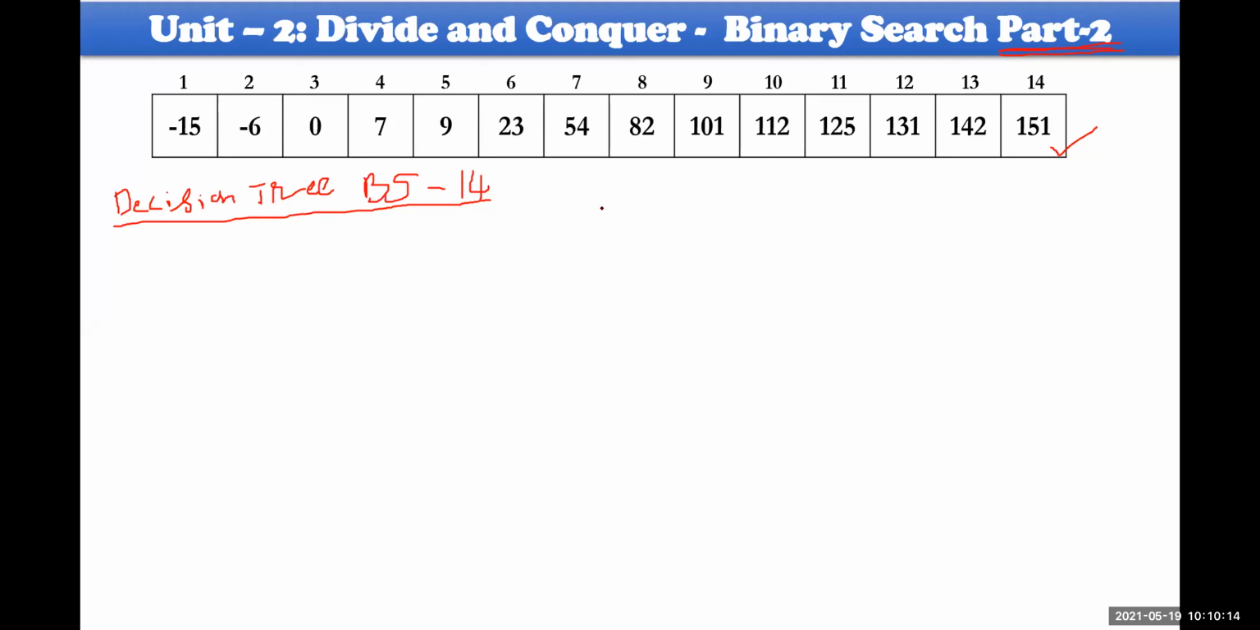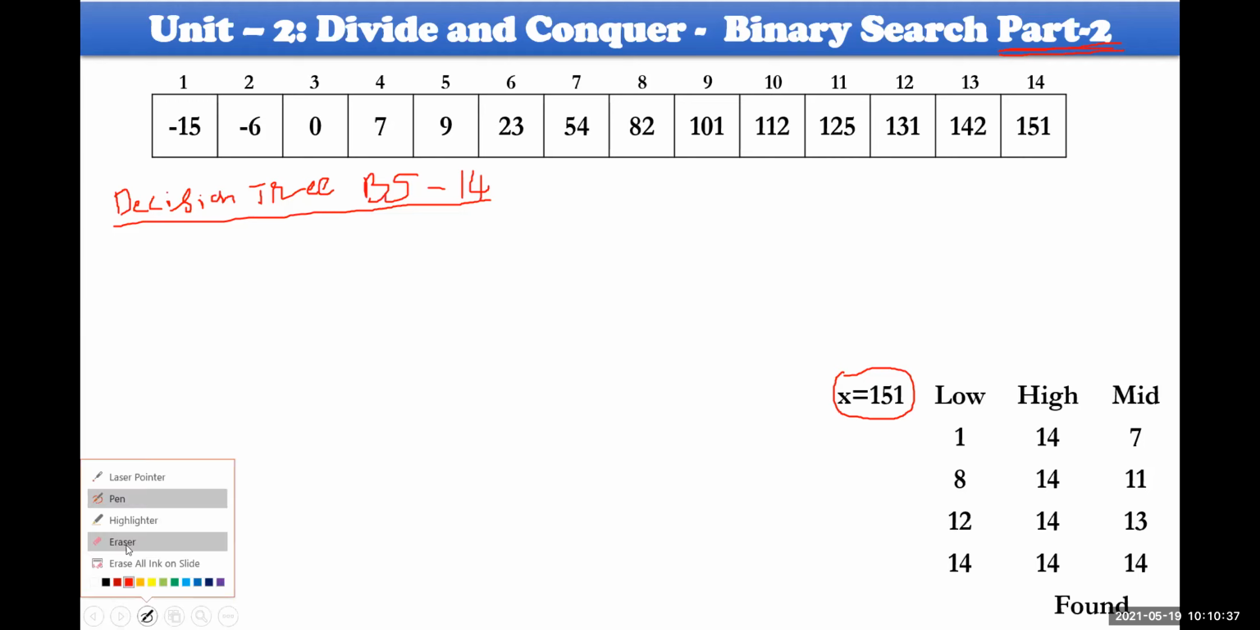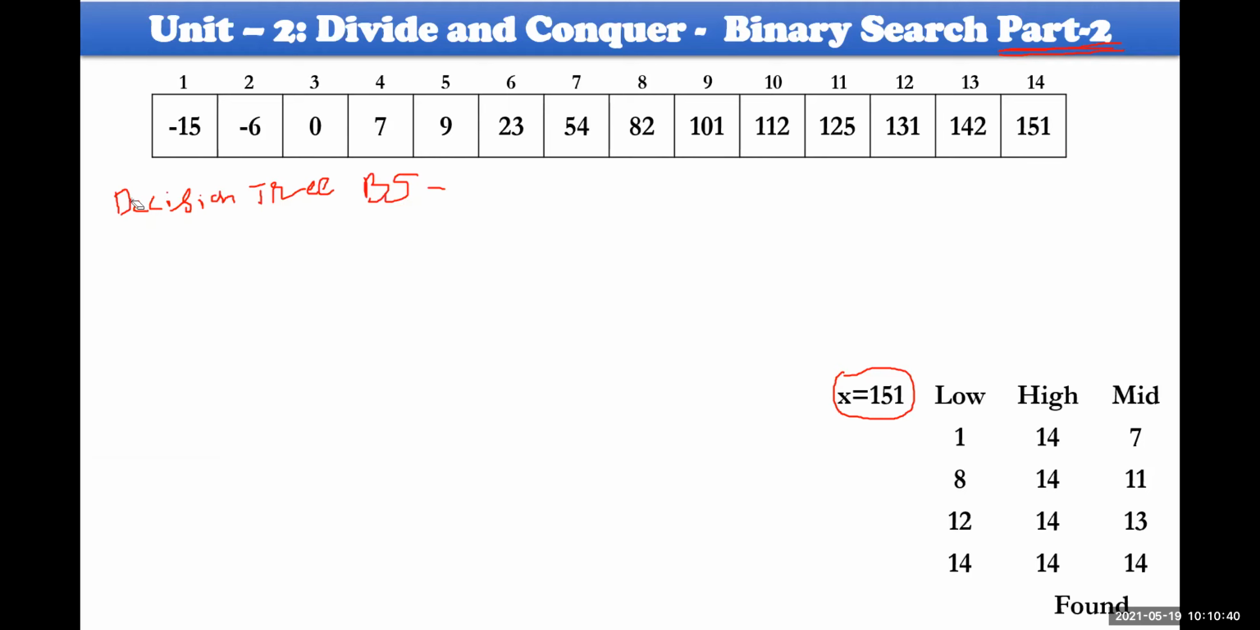However, right now I am trying to search for one particular element. That element is 151, which is the last and final element. Let me eliminate this one here. I'd like to identify whether 151 is available or not. Let me eliminate this one also, because I'd like to give some explanation at this point. So let us see.